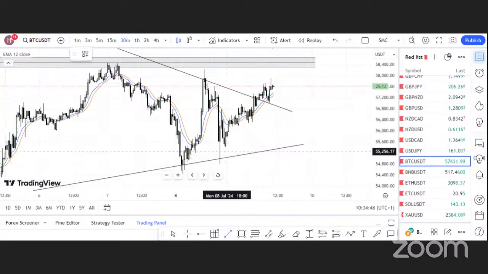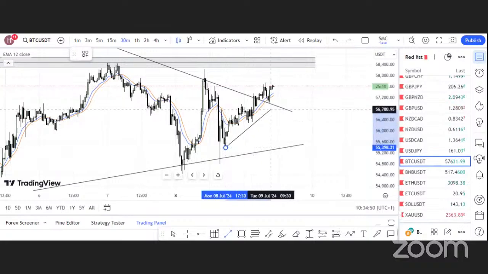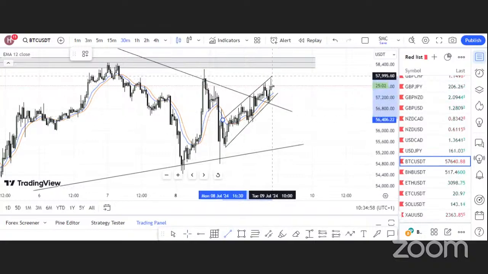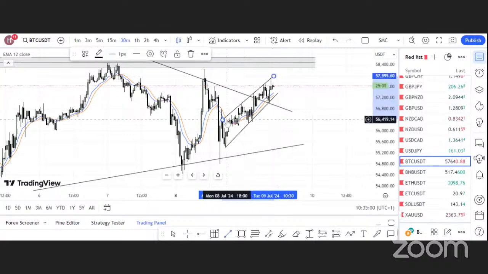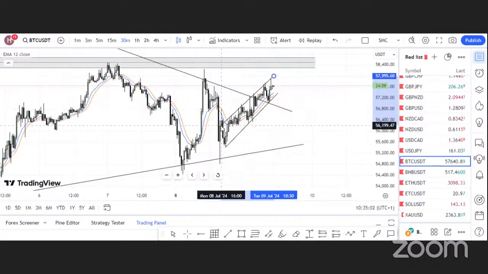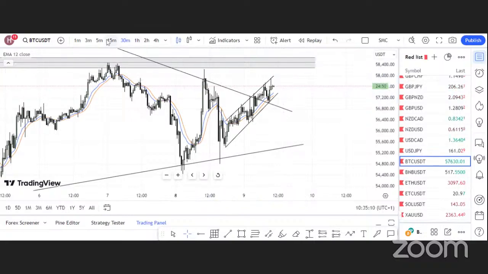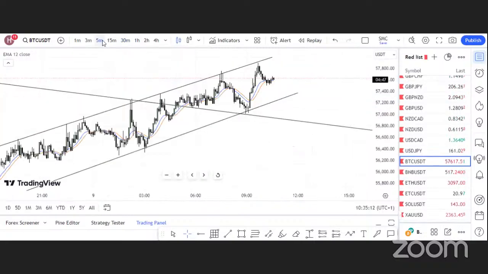All right, so for this also, we can do it this way. Okay, we can have a trend line on the range just to see what the market is going to do next. So we can go down to the 5 minutes time frame.